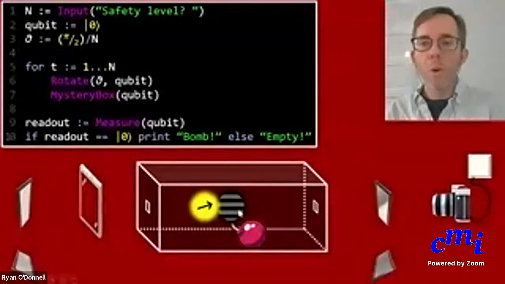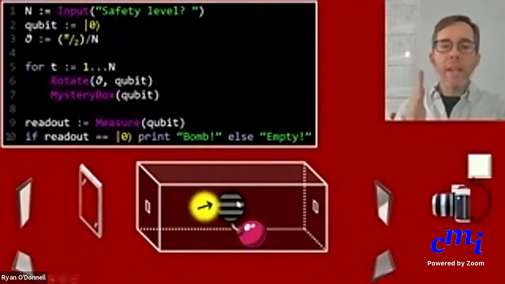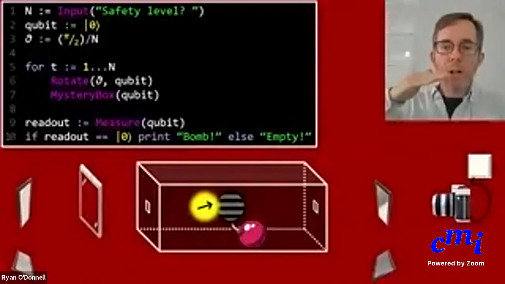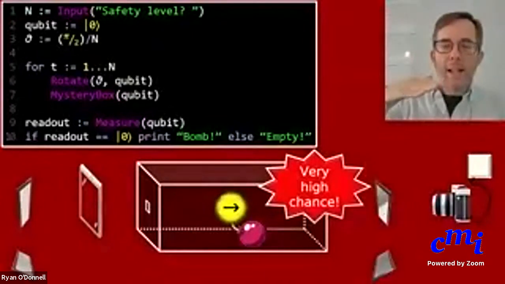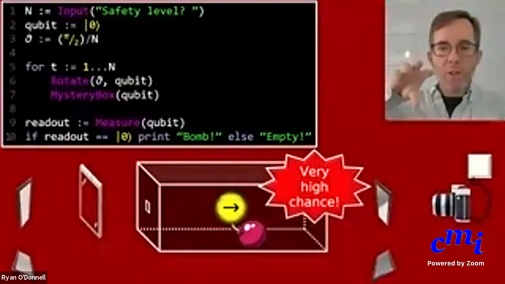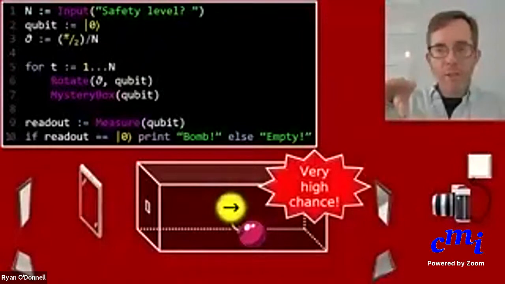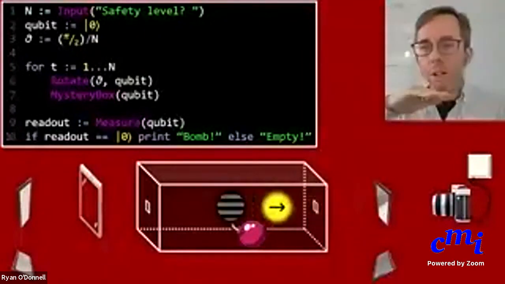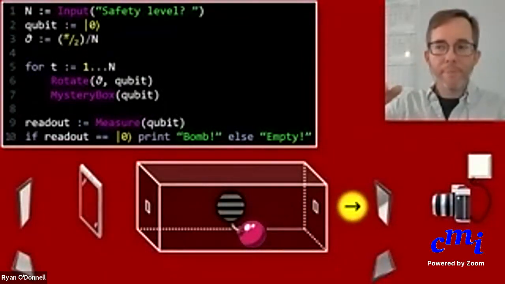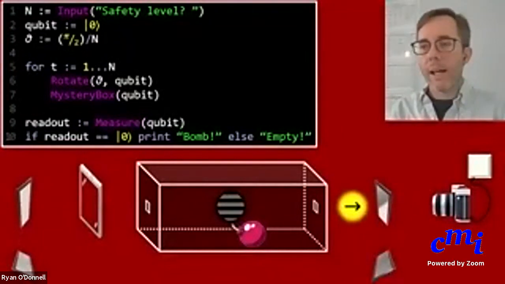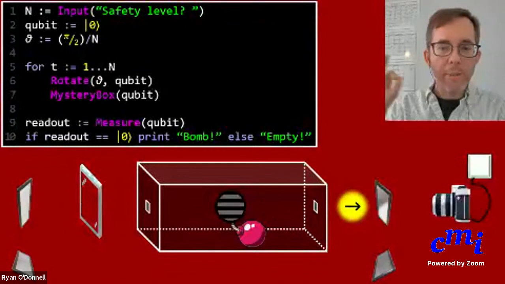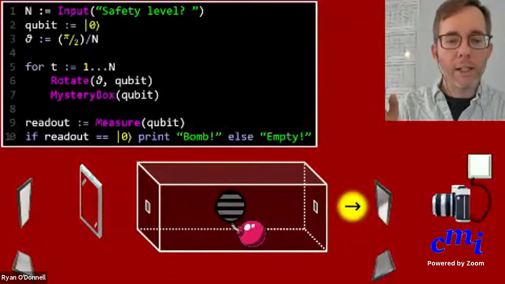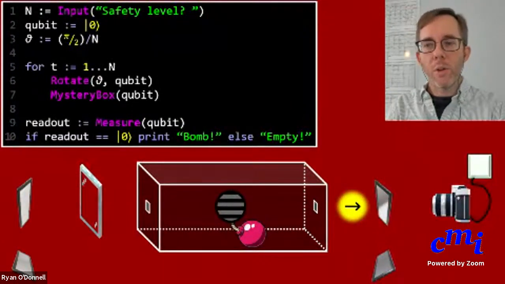And here it's going through a horizontal filter. Now, one good thing is that this angle theta is very small. And so it's almost horizontal. And so there's a very high chance that when it gets measured, it'll get measured to horizontal. And that's the case where the bomb does not explode. And then it'll come out horizontal. And there is some chance that you'll explode. And we'll analyze this mathematically later. But let's just imagine that the high probability event occurs and it comes out and it's horizontal.